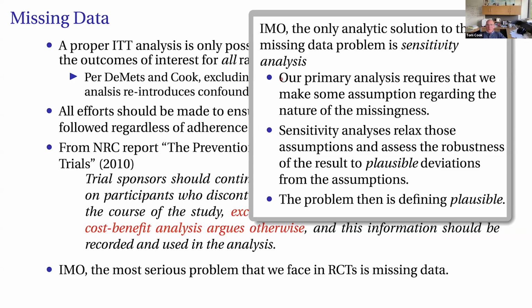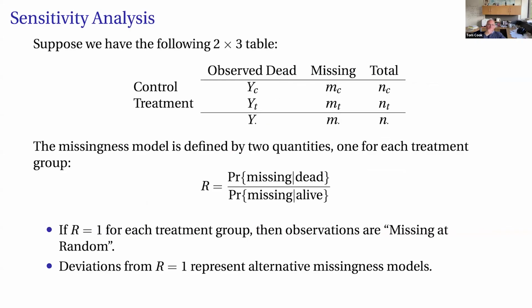So our primary analysis requires that we make some assumption regarding the nature of the missingness. I have a primary analysis, I make assumptions, I do the analysis, I get a result. Sensitivity analyses relax those assumptions and assess the robustness of the result to plausible deviations from these assumptions. Of course, here the problem now is defining what's plausible. I need to somehow know what my underlying missingness data mechanism is. And because we never get to observe the missing observations of any trial that's ever been done in history, we can never reliably know what these mechanisms are.